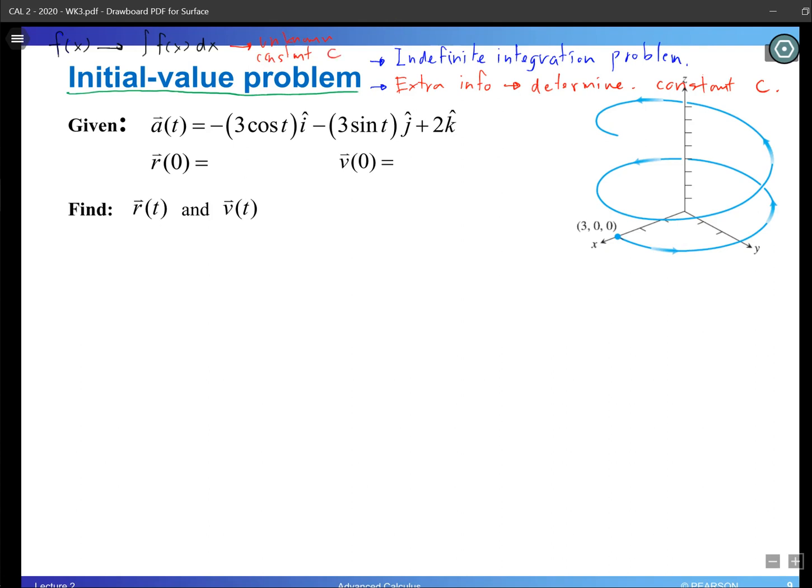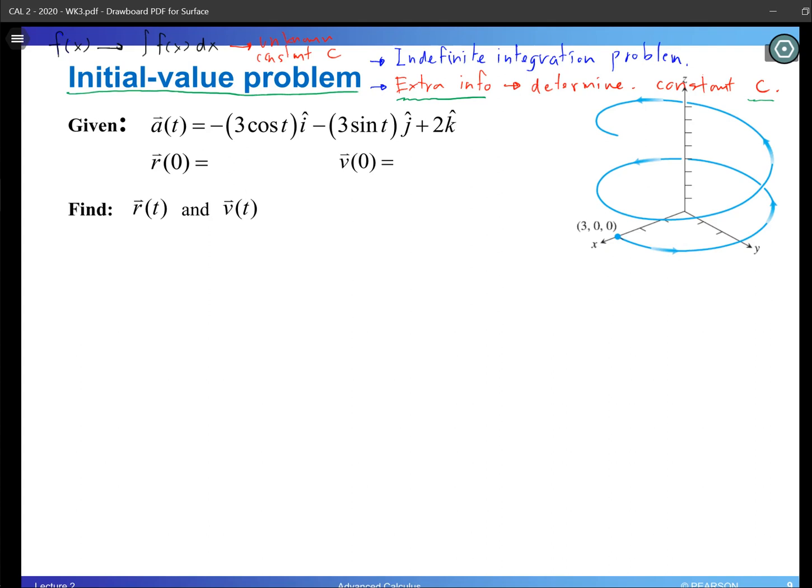You don't know what that is, but the initial value problem is going to give you some extra info. It's going to let you find out this unknown value of c and then complete your indefinite integration. Now let's take a look at how this can be done.